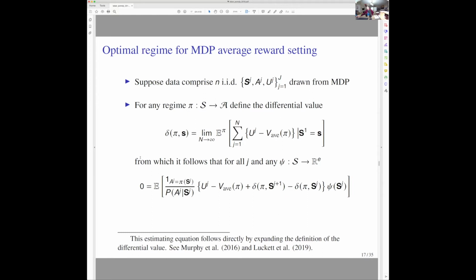And that's the average value. Then you can show, from some simple algebra manipulating this equation and the equation for the average value, that for any function psi that maps states to Euclidean space, the average value and the differential value satisfy this estimating equation. So 0 equals the expectation of the indicator that treatment is consistent with pi, divided by the probability of treatment Aj given the state, the propensity score, times the utility minus the average value plus the differential value at the next state minus the differential value at the current state, times psi. What's critical here is that this expectation doesn't have a pi on it. It is an expectation with respect to the data generating model, which means we can use it to construct an estimating equation for both the average value, which is what we care about, and the differential value, which is a nuisance parameter.